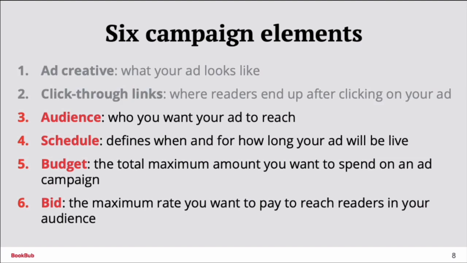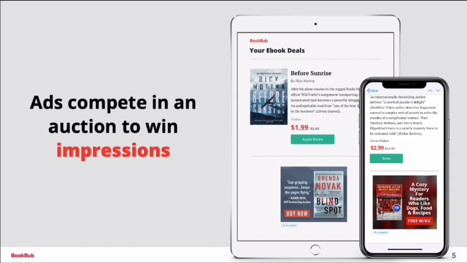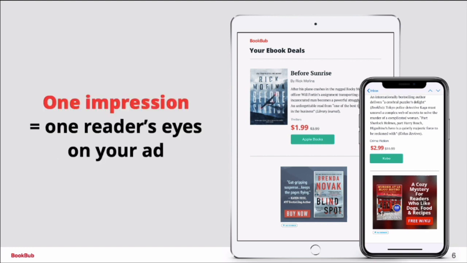Only these last 4 elements of your campaign are relevant to the auction and play a role in determining when your ad gets shown and to which readers. There's one additional element that impacts the auction, which is the other ads running at the same time. Individual ads compete for the ad spots in our emails in a live auction, bidding to reach readers in their target audience. The advertiser with the highest bid for a particular reader at the moment that reader opens an email wins the impression in that email. So one impression, which is what we call one instance of your ad being served, equals one reader's eyes on your ad.